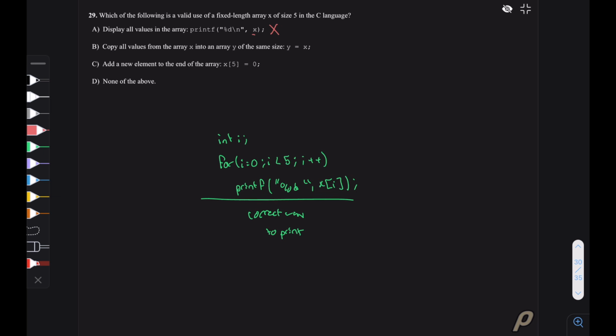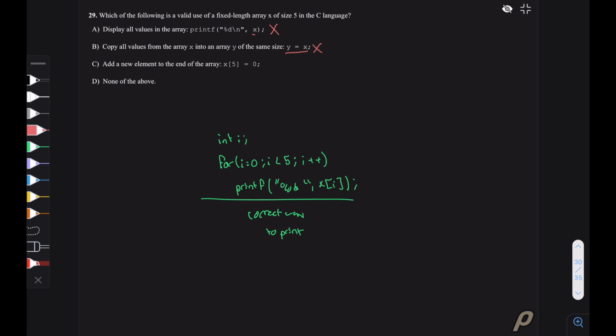B, copy all values from array X into array Y of the same size. While this may seem like it works, this is actually not correct, because what this is doing is now they're sharing memory locations. So anytime you update something in Y, it'll update it in X, and anytime you update something in X, it'll update in Y.